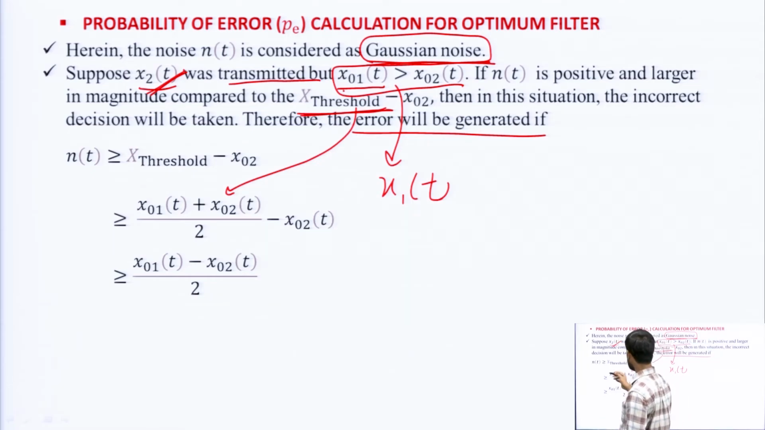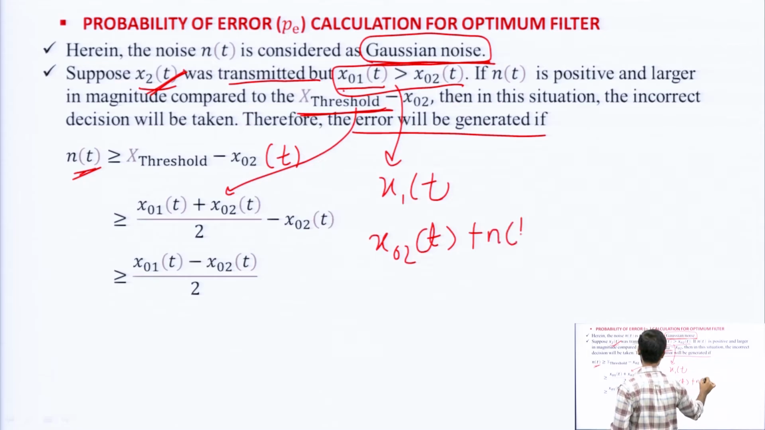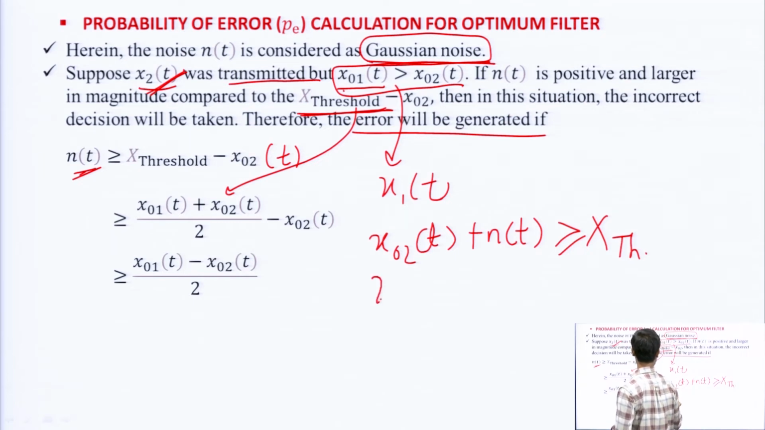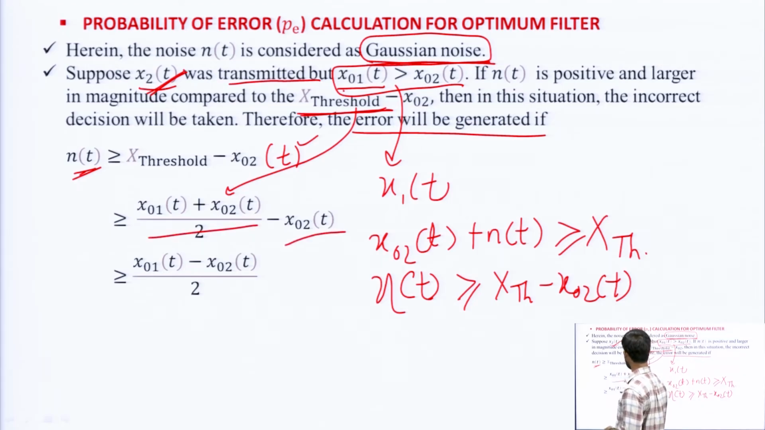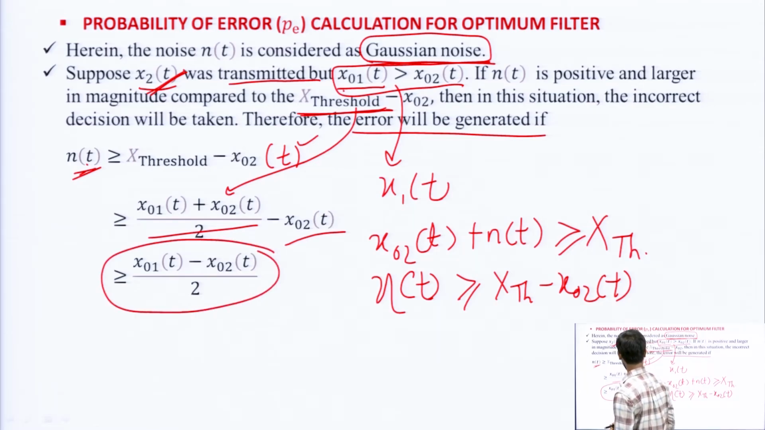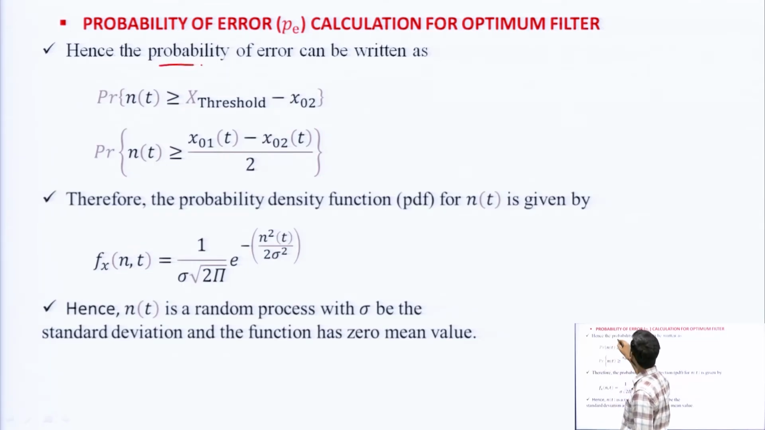But we have transmitted x2(t). So your noise, n(t), added to x naught 2 of t, is greater than your x threshold. So n(t) is greater than or equal to x threshold minus x naught 2 of t. Here x threshold is this much, and n(t) is greater than x naught 1 of t minus x naught 2 of t divided by 2. So, what is the probability of error?